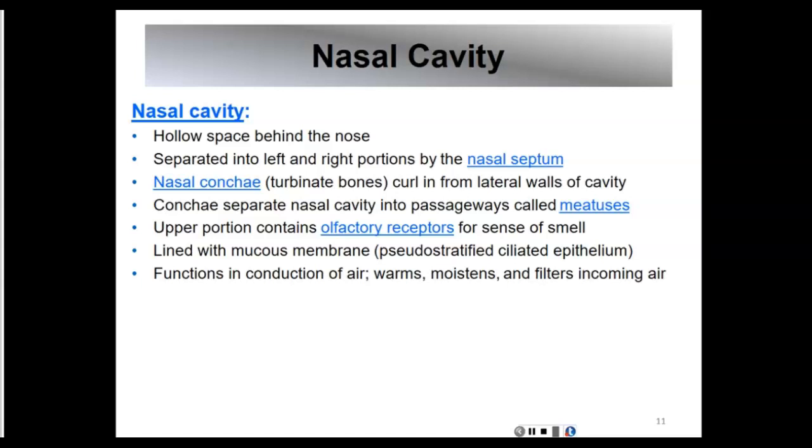In this concha are olfactory receptors for smelling, and they're lined with mucous membranes, which is, if you recall, pseudostratified ciliated epithelium. And the function of them is to warm air and moisten it and filter it as it enters the body.